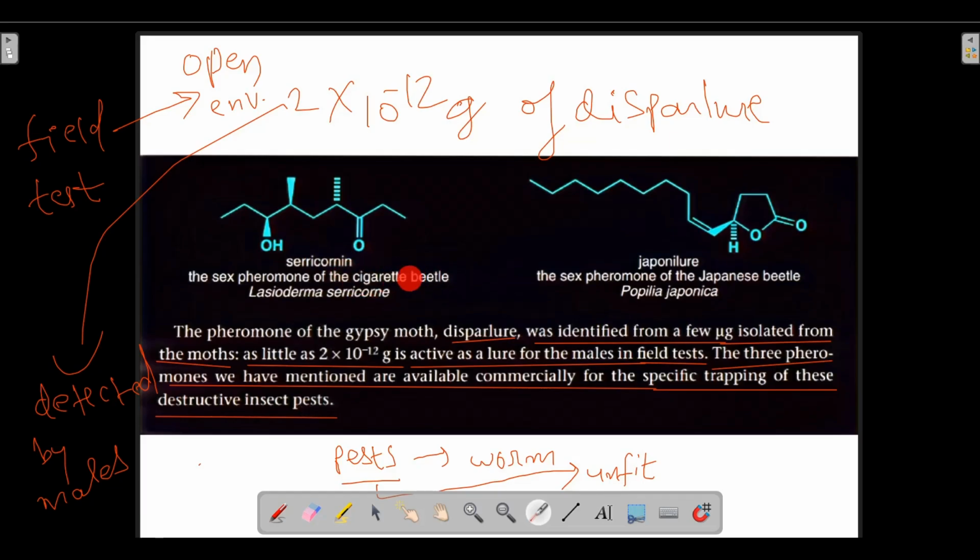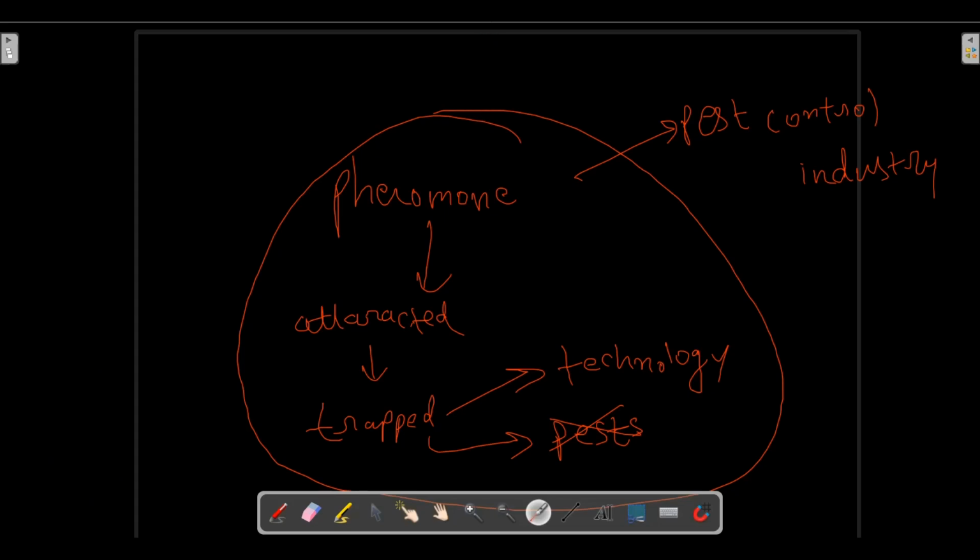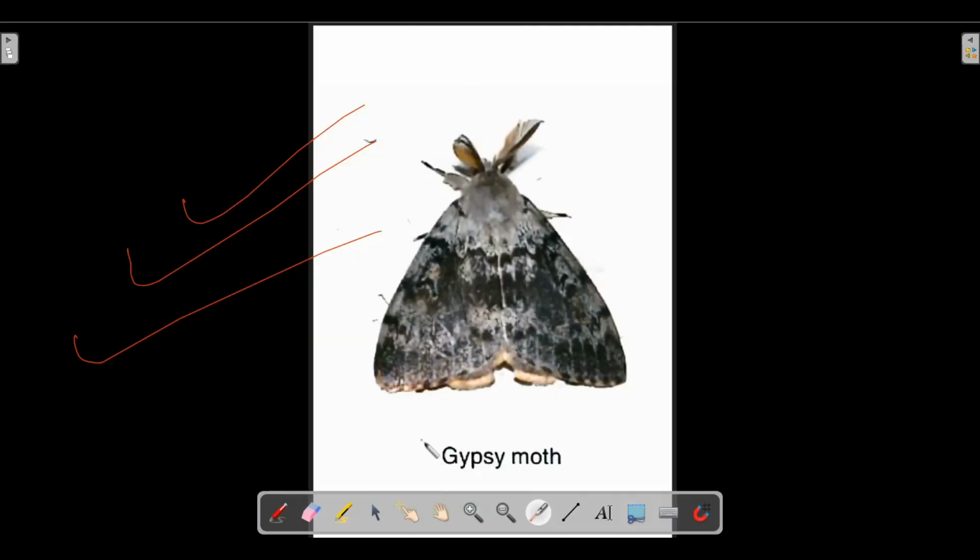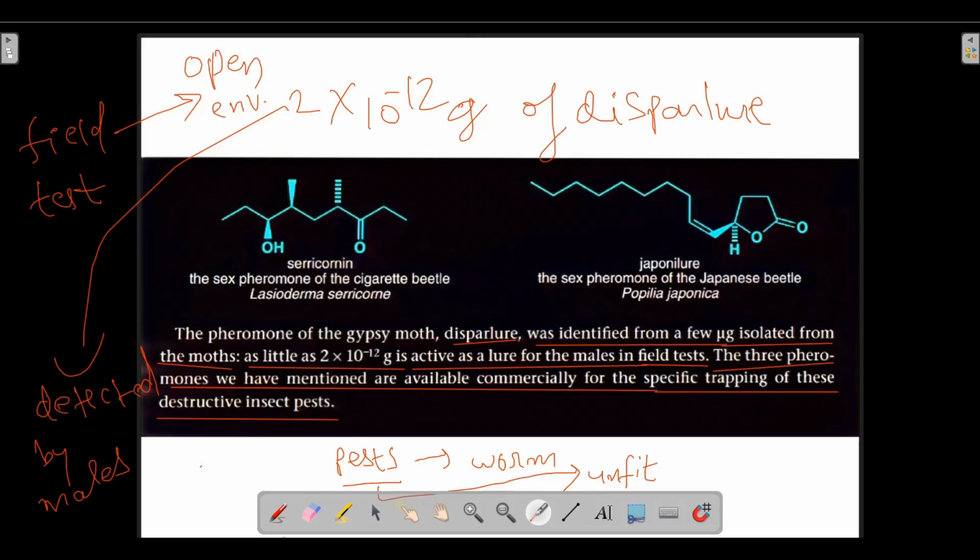Cigarette beetle is also a pest. Japanese beetle is also a pest. And gypsy moth is also a pest. So cigarette beetle is a pest, gypsy moth is a pest, Japanese beetle is also a pest. So this is the thing which I wanted to tell you.